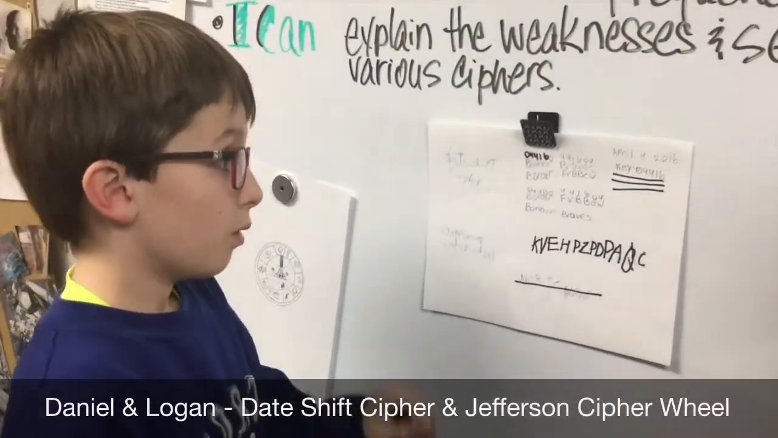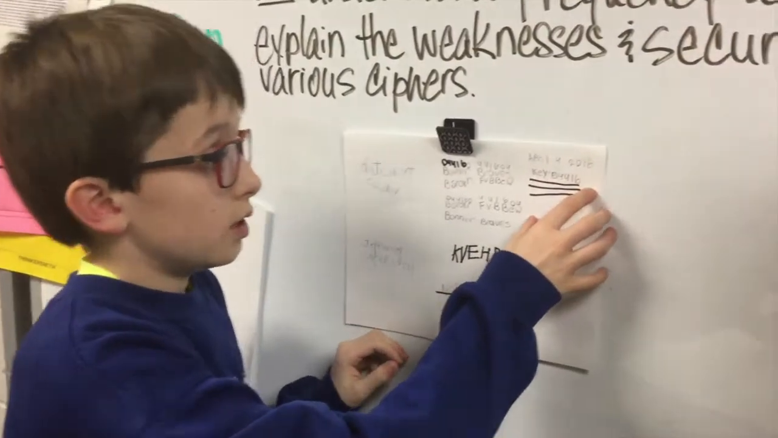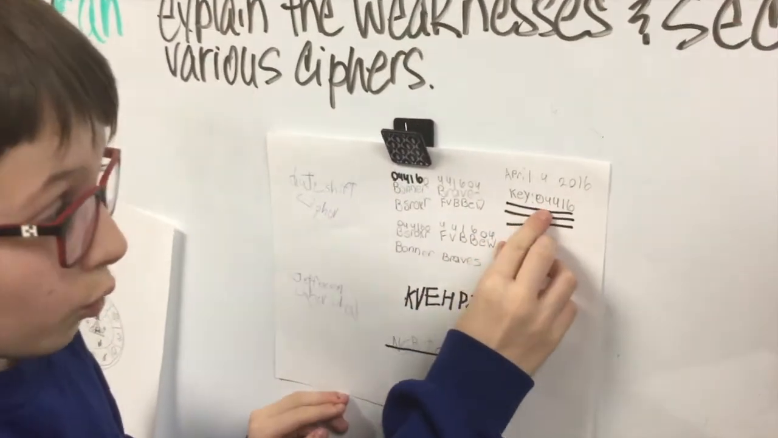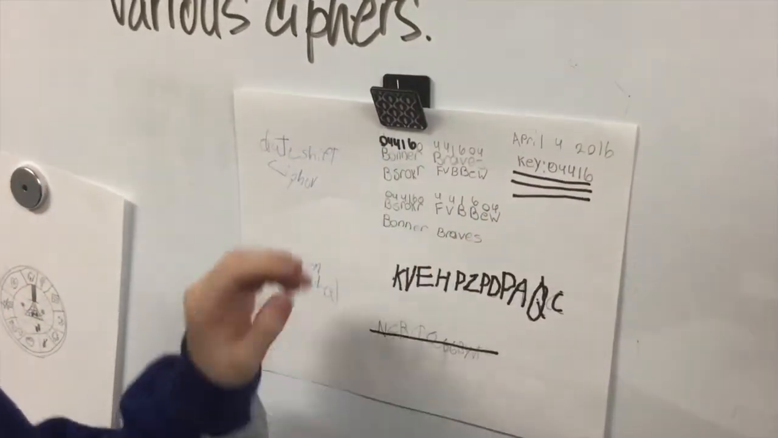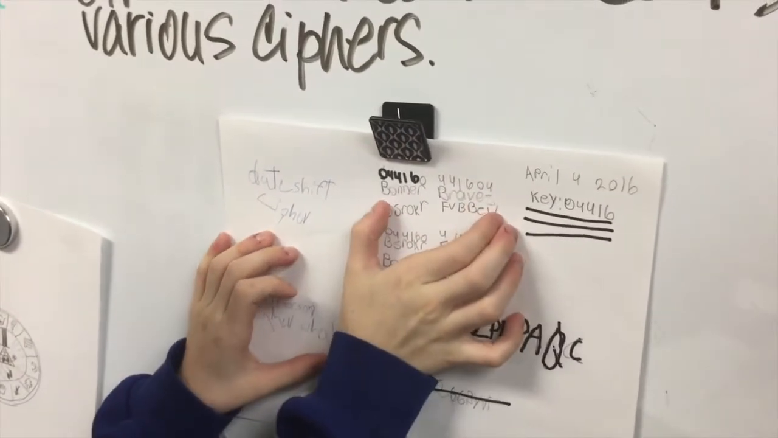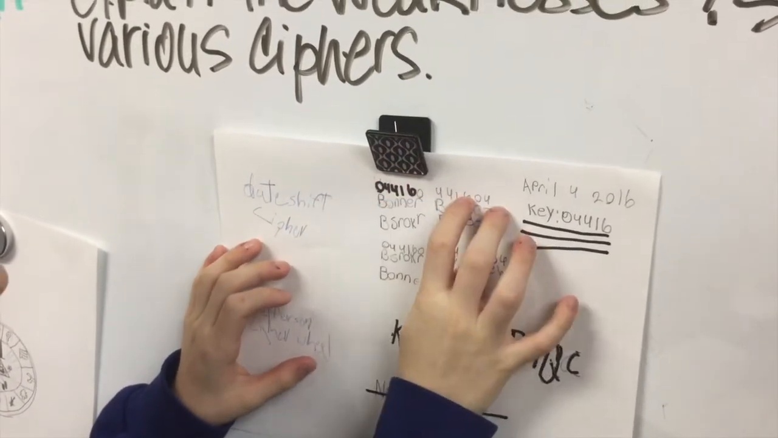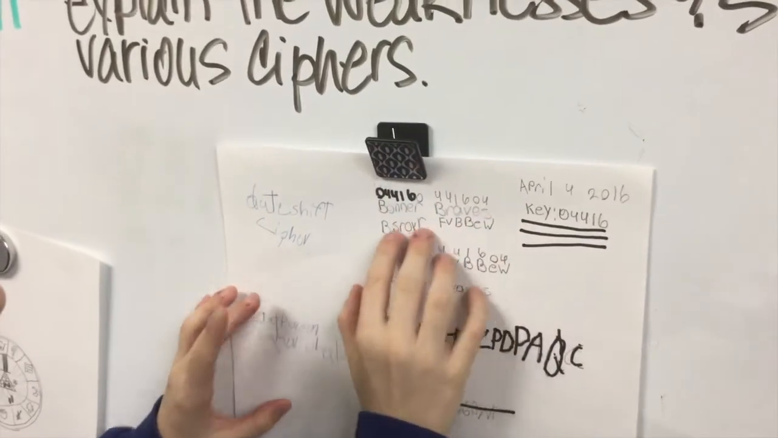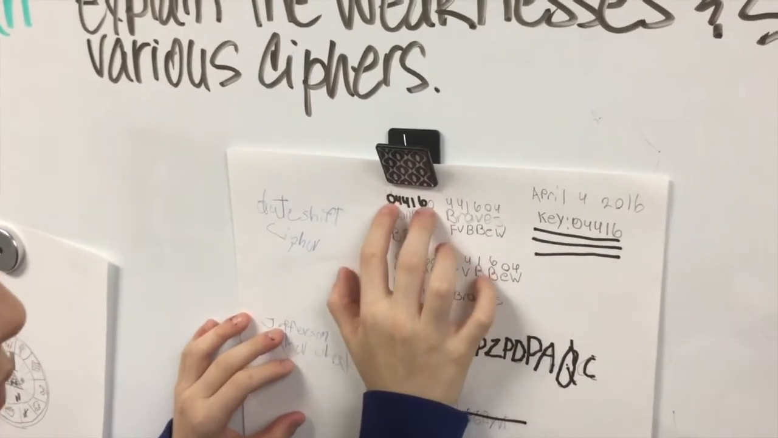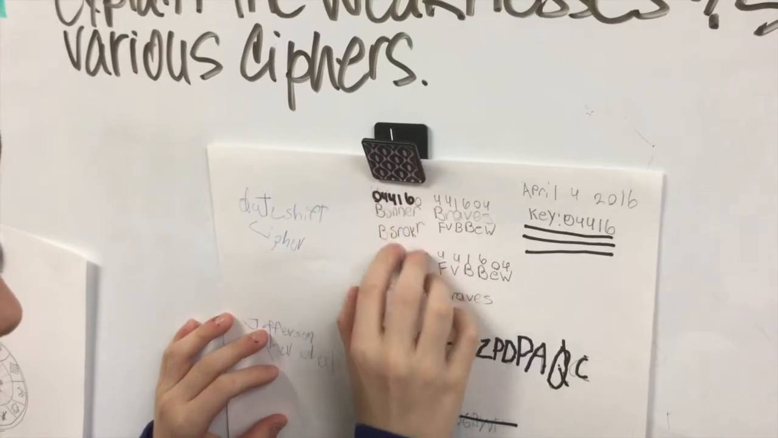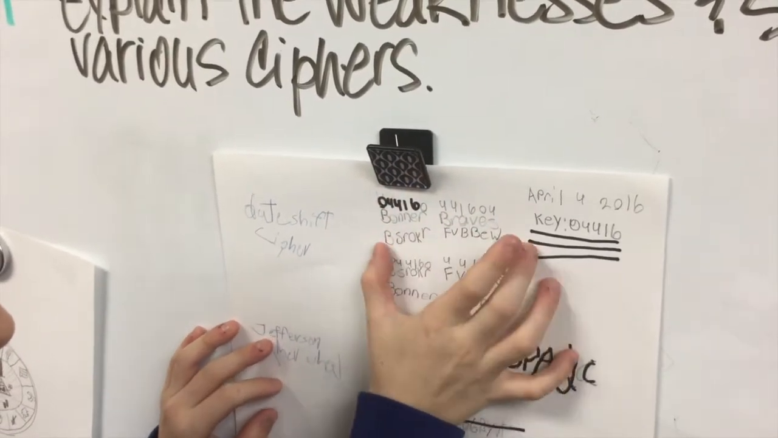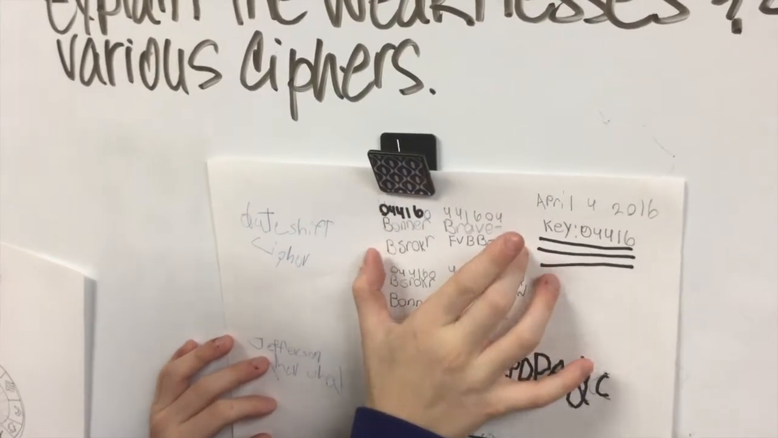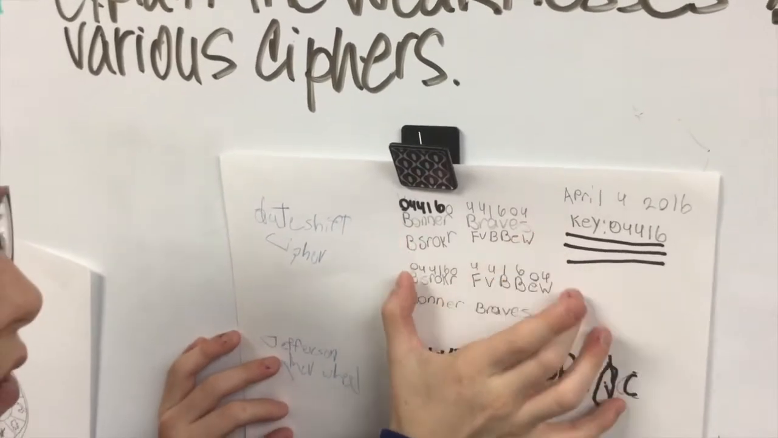For my example, April 4th, 2016. My key is 04416. So I'm decoding Bonner Braves. You would write your key over and over again over Bonner Braves. And the first time you do it, it goes forward that many letters, which of course you would end up getting this. And this is what somebody would receive.